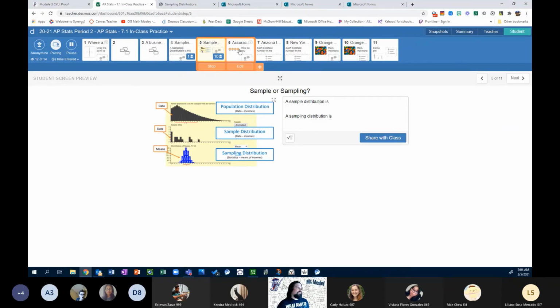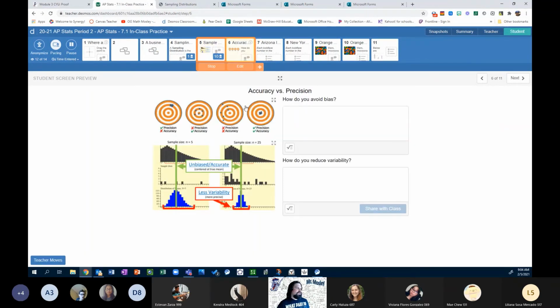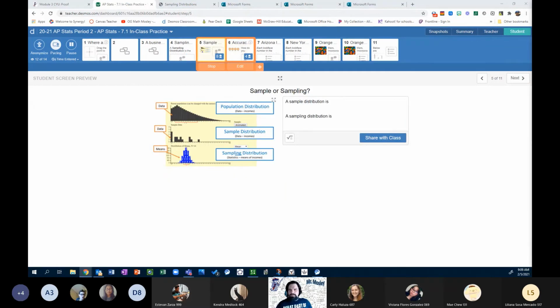Then the next question, the second one you have access to, is accuracy versus precision. You need to answer the question, how do you avoid bias and how do you reduce variability? We want to answer these questions based on the context of this chapter. Please just provide 1 way to avoid bias and 1 way to reduce variability. So let's see what we have here.